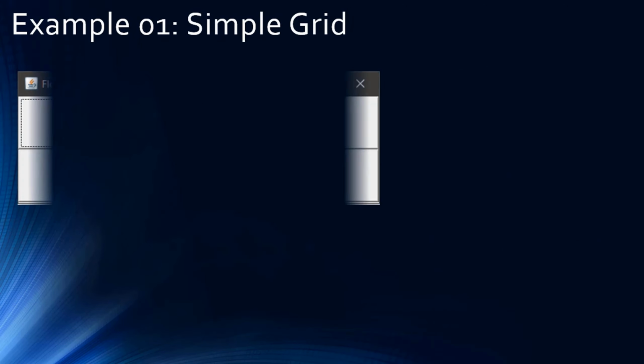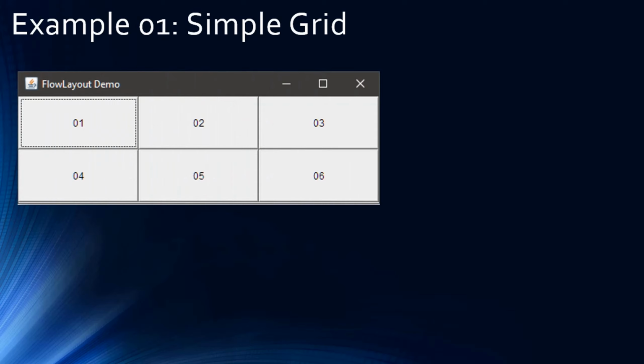So here is our first example. If you look at the example here, we are creating 6 buttons and adding them to the frame window, and the frame window will be set with grid layout manager. Since this is a grid layout manager, the buttons will be added like this. Here we create 6 buttons in a 2 rows and 3 column grid. You can see there are 2 rows and there are 3 columns. So totally there will be 6 cell positions here. Also you can notice that the buttons are the same size.